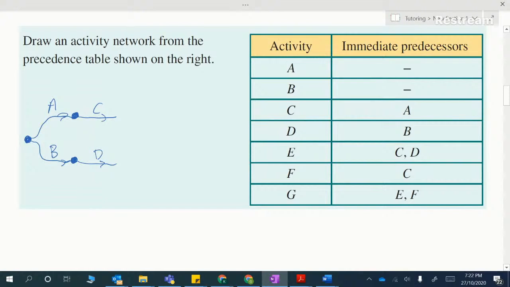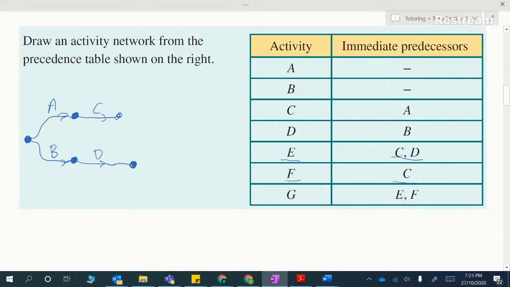Okay, now here's the clue that there's something strange going on. The clue is that C is across two rows, so we know C must be the one that has a dummy activity involved. I can see F just needs C as a predecessor, but E needs both C and D as a predecessor. So what I'm going to do here is make a node on here.